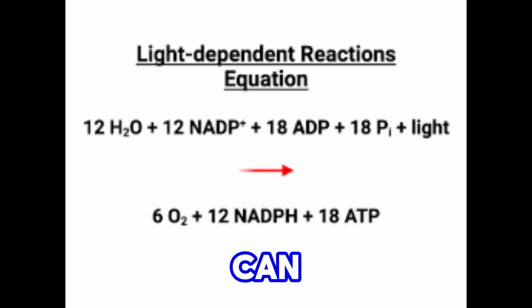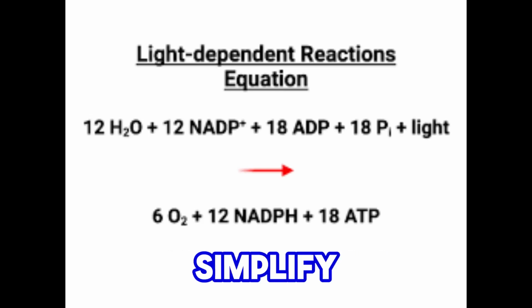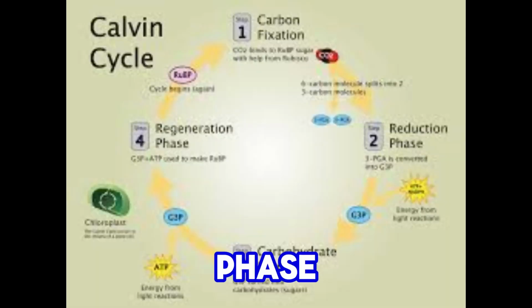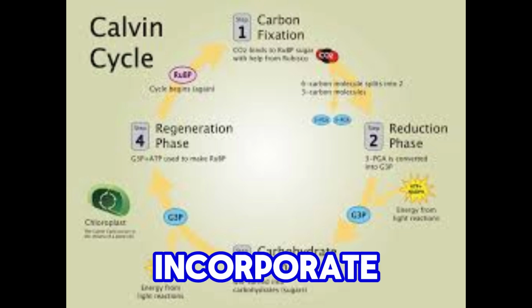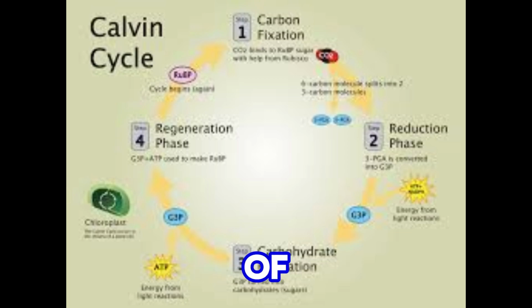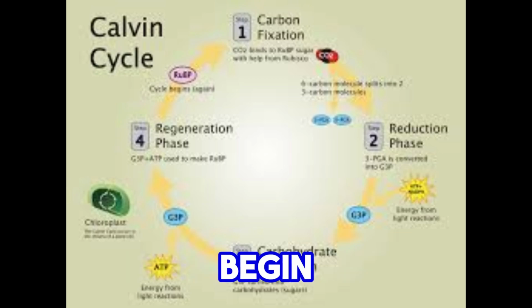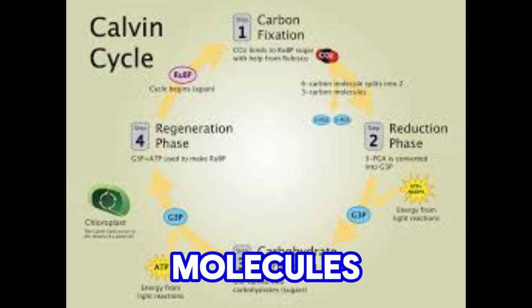The Calvin cycle can be understood in three broad phases: carbon fixation, reduction, regeneration. Let's simplify each one. Phase 1, carbon fixation. Carbon dioxide enters the cycle. An enzyme called RuBisCO helps incorporate CO2 into an organic molecule. RuBisCO is one of the most important enzymes in photosynthesis. It helps begin the process of converting inorganic carbon dioxide into organic molecules.